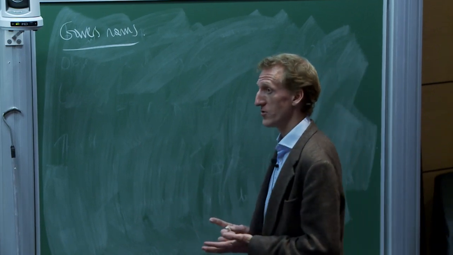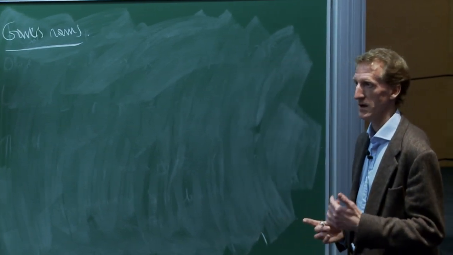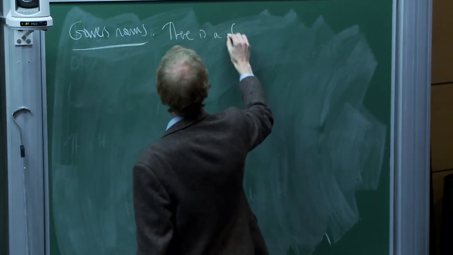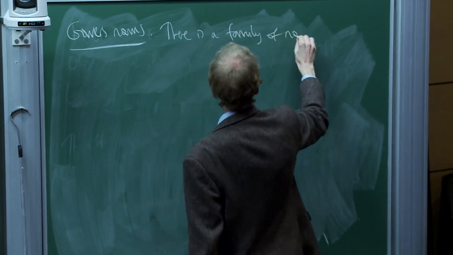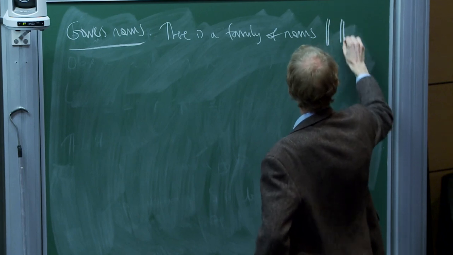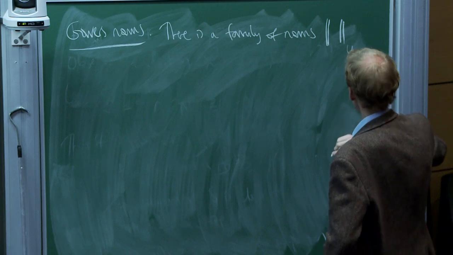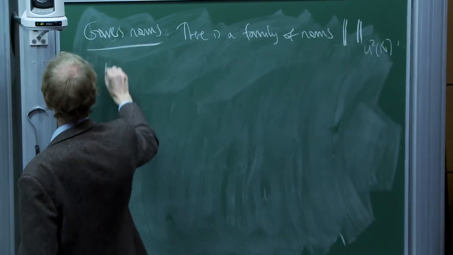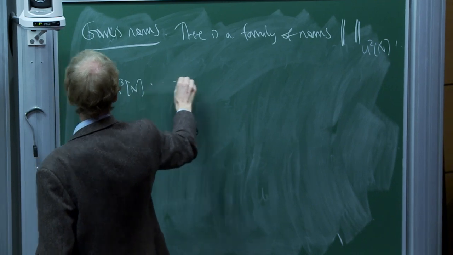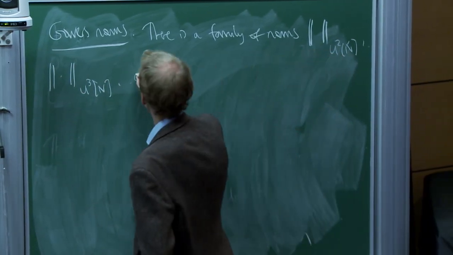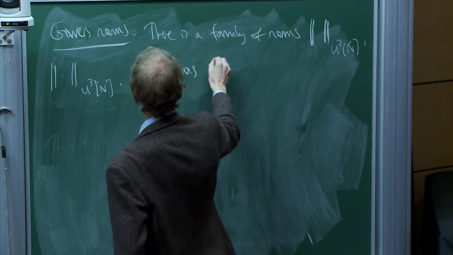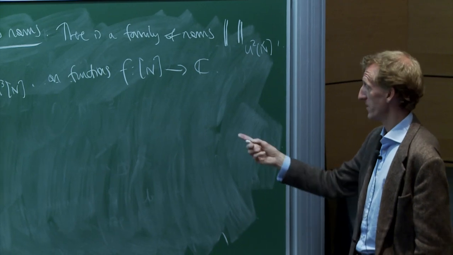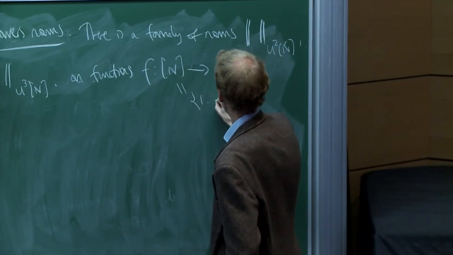So the Gowers norms are a family of norms on functions which control essentially all linear expressions. So there is a family of norms which we call the Gowers U2 norm, the Gowers U3 norm, and then there's a U4 norm and higher on functions f from the interval 1 up to N to the complexes. This is another wrist-saving notation. I don't know if I've mentioned this yet. This is the same thing as the interval 1 up to N.